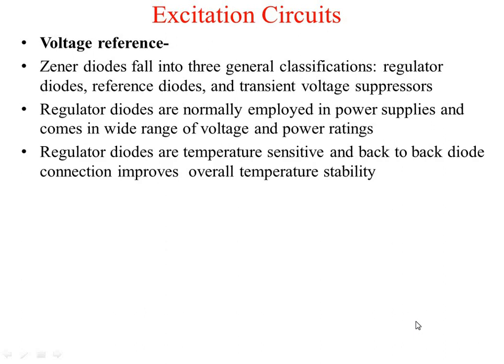Regulator diodes are temperature sensitive, and to improve the overall stability against temperature, we need to connect them in a back-to-back fashion. So one is in forward. You can see that in forward the characteristics shift towards the left side, and in reverse the characteristics shift towards the right side. So one is forward biased and the other is reverse biased, so they will try to compensate each other and you will be getting overall stability for the regulator diode in back-to-back fashion. Okay.